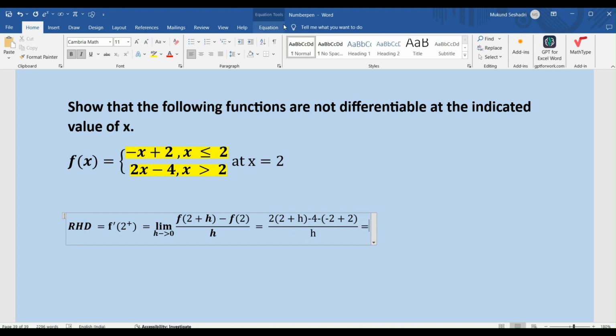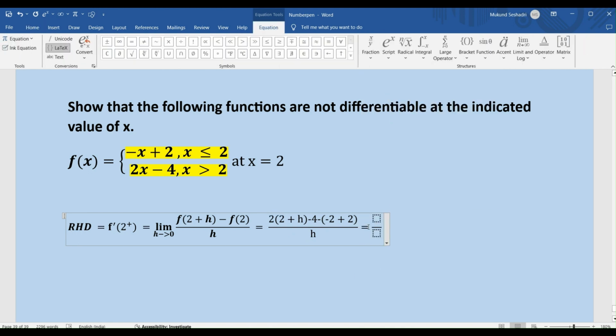And so I'm gonna further simplify this. So I have got it as 4 plus 2h minus 4, and then my minus 2 plus 2 gets cancelled out, and then I'm left with h, right? So I'm left with 4 plus 2h minus 4 divided by h. Again, my 4 and 4 can be cancelled out, which means I'm left with 2h by h, which is equal to 2. So my RHD is finite, it exists, the value of it is equal to 2.